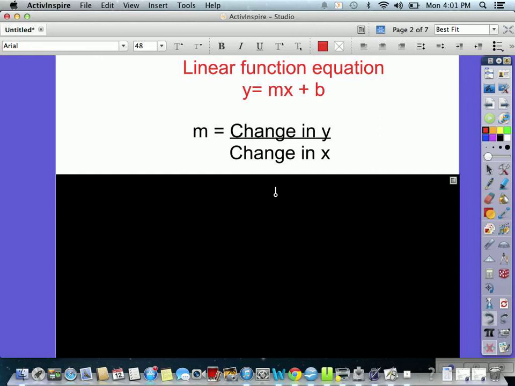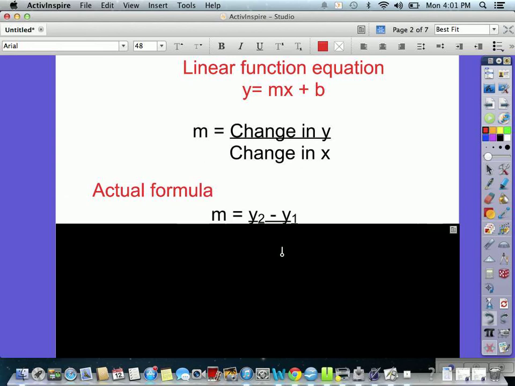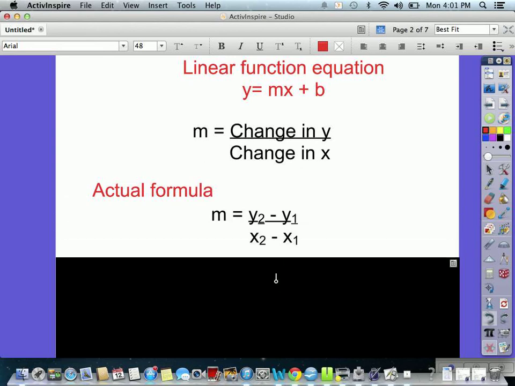Your linear function equation is y equals mx plus b. M stands for the change in y over the change in x. Let's break that down a little bit more. The actual formula is m equals y2 minus y1 over x2 minus x1. So that is what your m stands for. That's how you calculate your actual value for m.